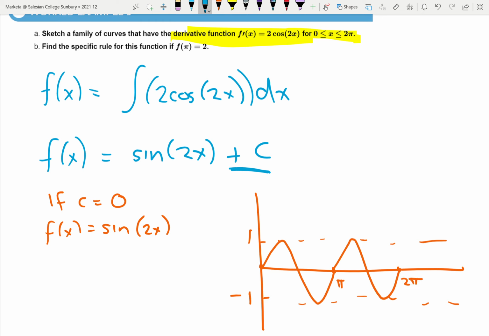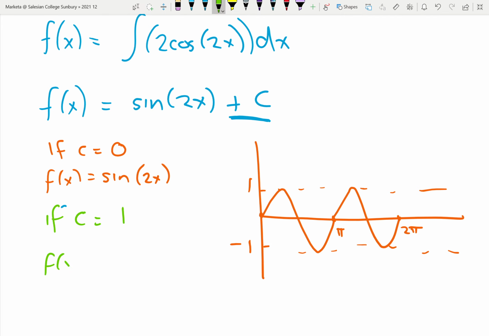Now, we could say f of x, if c equals, let's do a different colour. Let's say if c equals 1. So that's going to be f of x equals sine 2x plus 1. Well, it's going to go up by 1 unit. So everything goes up by 1. So it will be like this.